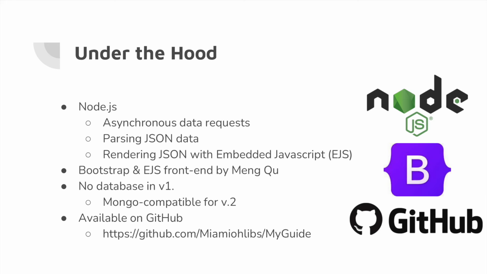MyGuide is built in Node.js, a back-end JavaScript framework. We chose Node because it does a good job of handling asynchronous data requests, retrieving and parsing the JSON data format used by both our campus APIs and the LibGuides APIs, and rendering JSON data into user-friendly web pages using embedded JavaScripts or EJS templates. The beautiful front end, designed by my colleague Ming Qiu, uses Bootstrap and EJS. Version 1 of the dashboard was built with no need for a database, but version 2 will use a MongoDB-compatible NoSQL database to store user preferences.